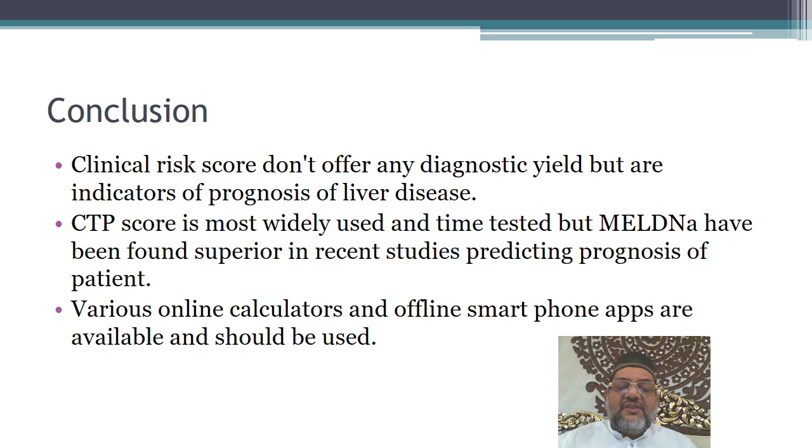The clinical risk scores do not offer any diagnostic yield but are indicators of prognosis of liver disease. CTP score is widely used. We are using it, and we are also using other scores such as FIB-4 as well, so that we should be able to decide about the prognosis of our patients who have chronic liver disease.